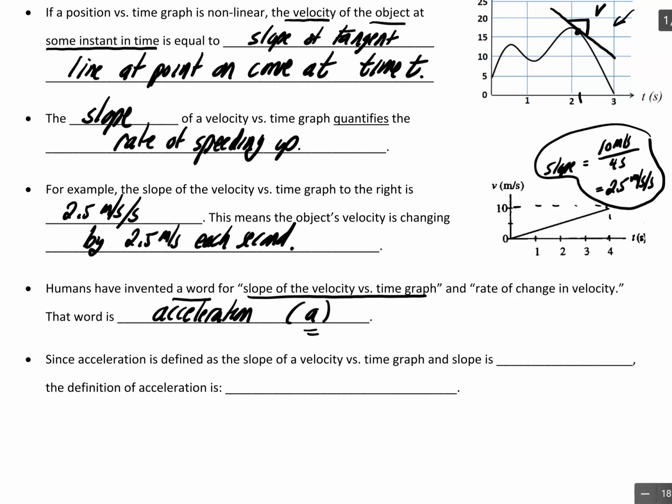Since acceleration is defined as the slope of a velocity versus time graph, and slope is rise over run, here we go. The definition of acceleration is going to be the change in velocity divided by the time interval. Now, this is average velocity, but I don't want to dwell on that. Sorry, I mean average acceleration. All right, there are the notes on what you should know before starting this assignment.